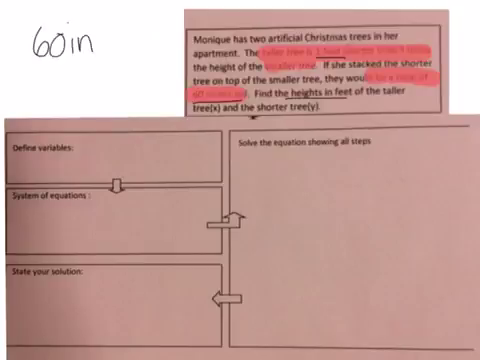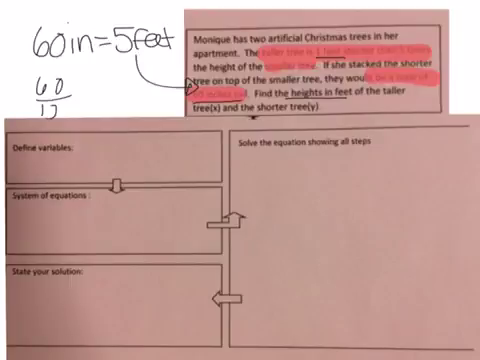60 inches is really 5 feet. Because there are 12 inches in 1 foot. If I take 60 and divide it by 12, the number of inches, I get 5. So there are 5 feet in 60 inches.